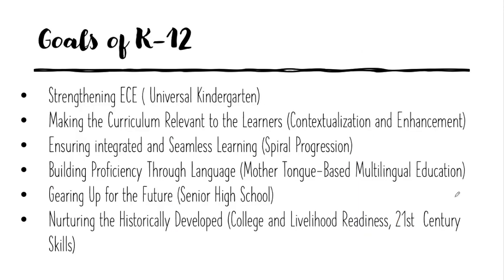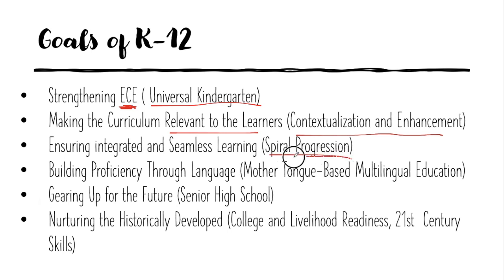Now, these are the different goals of the K-12. First one, strengthening of ECE, or early childhood education. So everyone should undergo kindergarten. Before, some of us may have gone through grade 1 or the first grade without going through kindergarten. But now it is a must that you go through kindergarten. So strengthening of the ECE. Next one, making the curriculum relevant to the learners, so contextualization and enhancement.